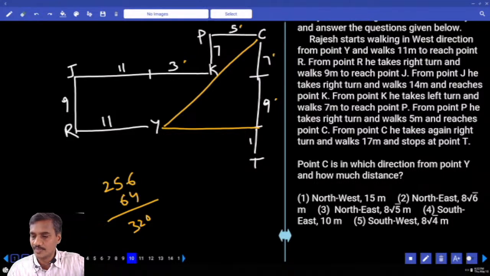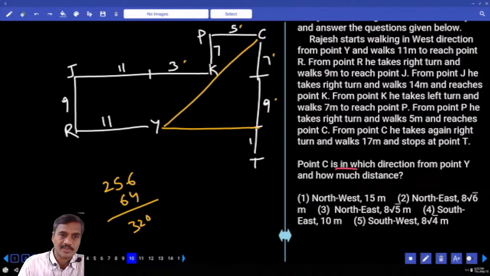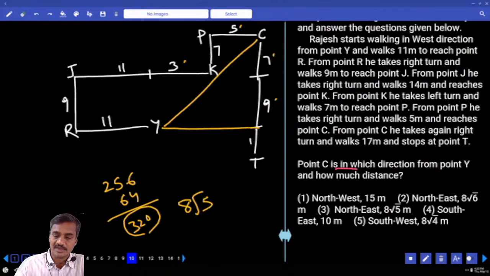Now 320, and C is in which direction? North and east. Northeast, root 320. What is your answer here, choice 2 or choice 3? Then we need 64 into 5, and 64 into 5 is 320. 64 can be written as 8 squared. That means 8 root 5, northeast, choice 3, question number 10.